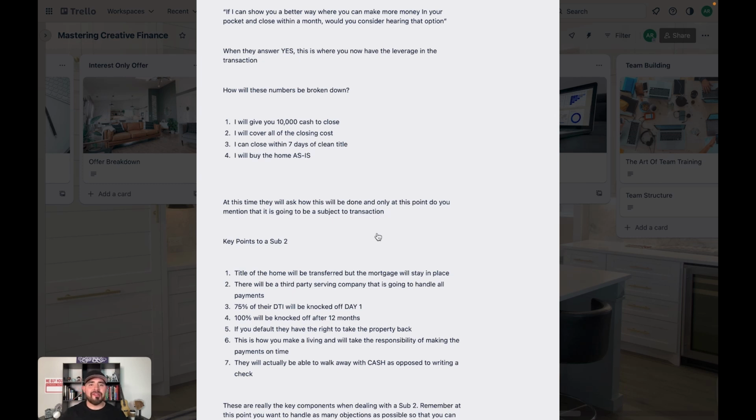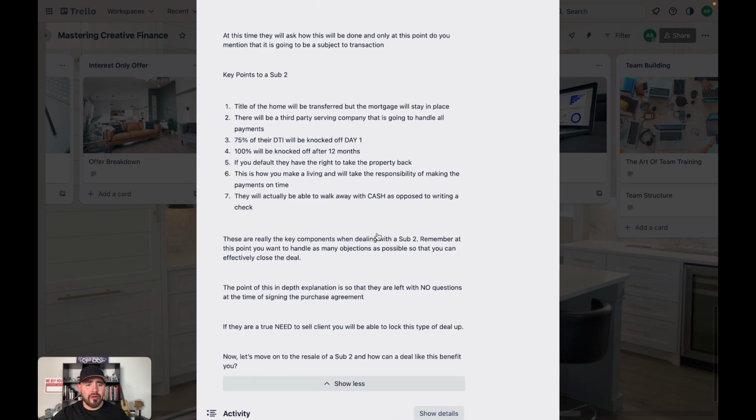So me as an investor, I will make sure that I make the payments on time, and I will make sure that your credit is going to be going up. The more I make payments on time, the better your credit's going to get. And at the end of the day, you're actually going to be able to walk away with cash in your pocket. How does that sound? That is more or less the sales pitch, right? So these are really the key components when dealing with the subject to.